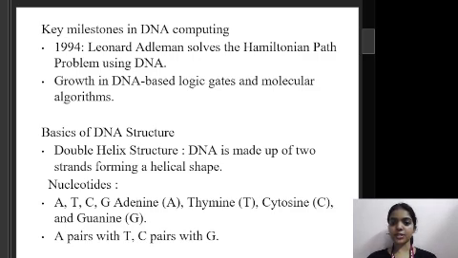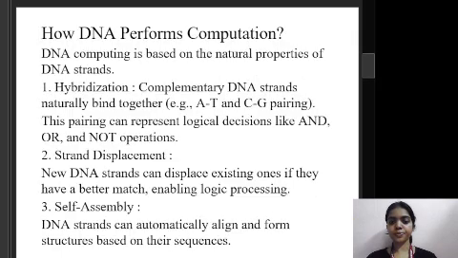Basics of DNA structure. Double helix structure. DNA is made up of two strands forming a helical shape. Nucleotides: A, T, C, G. A is adenine, T is thymine, C is cytosine and G is guanine. A pairs with T with 2 hydrogen bonds. C pairs with G with 3 hydrogen bonds.